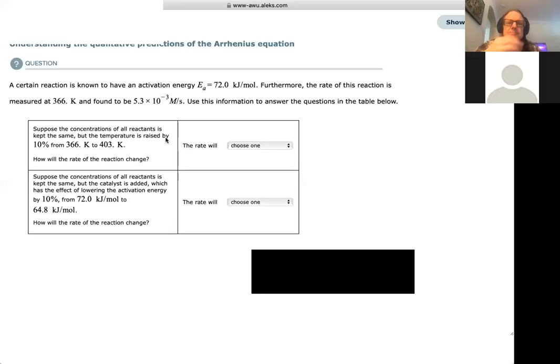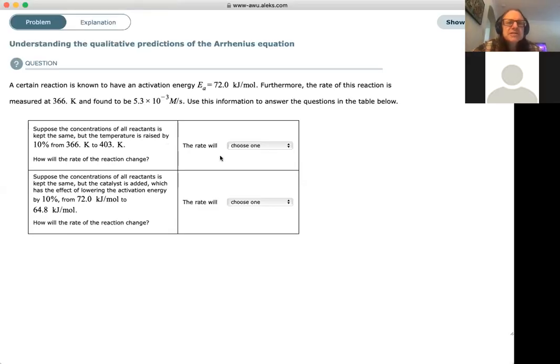Okay, now we're going to look at a problem where we're going to get into some calculations. Understanding the qualitative predictions of the Arrhenius equation. Now, this is the Arrhenius equation. It is a mathematical relationship that tells us the relationship between temperature and the rate constant. Remember, the rate constant is essentially a measure of how fast the reaction is going.